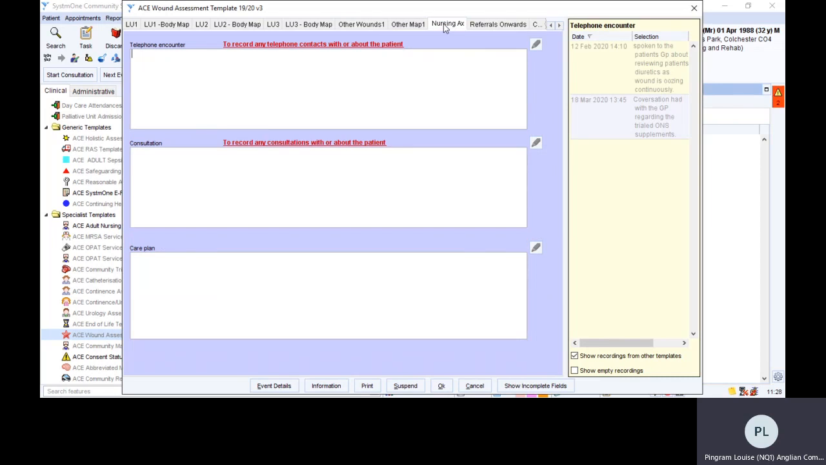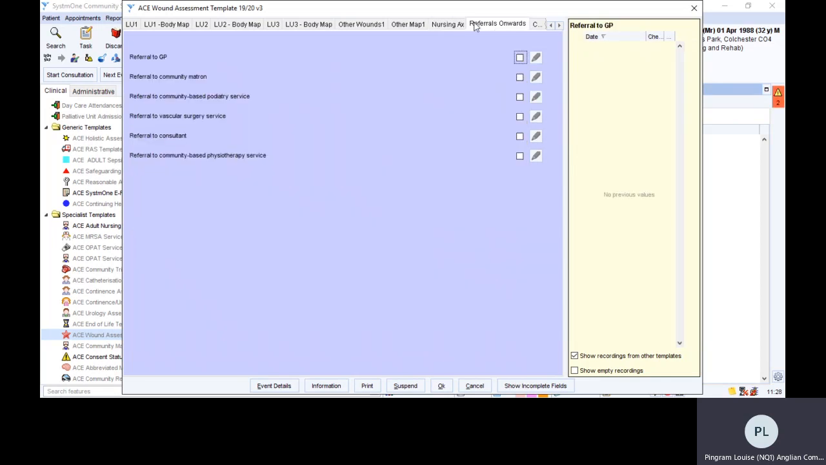There then is a nursing assessment tab there, which just allows nurses to write any communication, any notes that they wanted to write that doesn't fit in anywhere else in the template. So any telephone conversations you may have had with any other MDT, a consultation, so what has happened with that patient that you just want to write some extra notes, that's why that's on there.